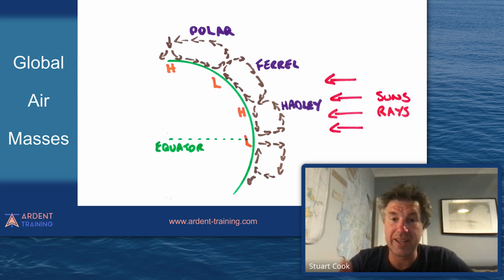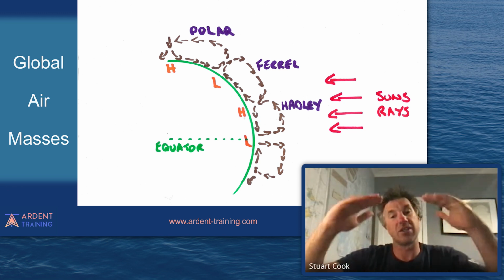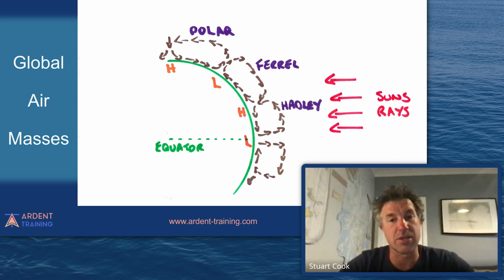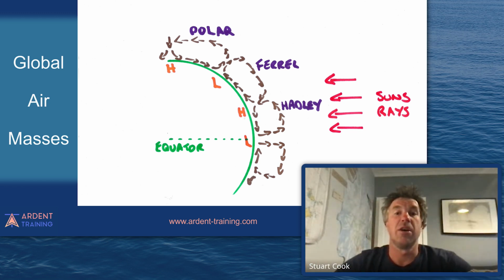Now, I've just drawn in where our high and low pressures are formed here, and that is because of the falling of the air pushing down onto the surface, but also the rising of the air. So where the air rises away from the surface, we have semi-permanent low pressures, and where the air pushes down onto the surface, we have semi-permanent high pressures. But yeah, these essentially move around, but are always in that kind of position of the Earth's surface.